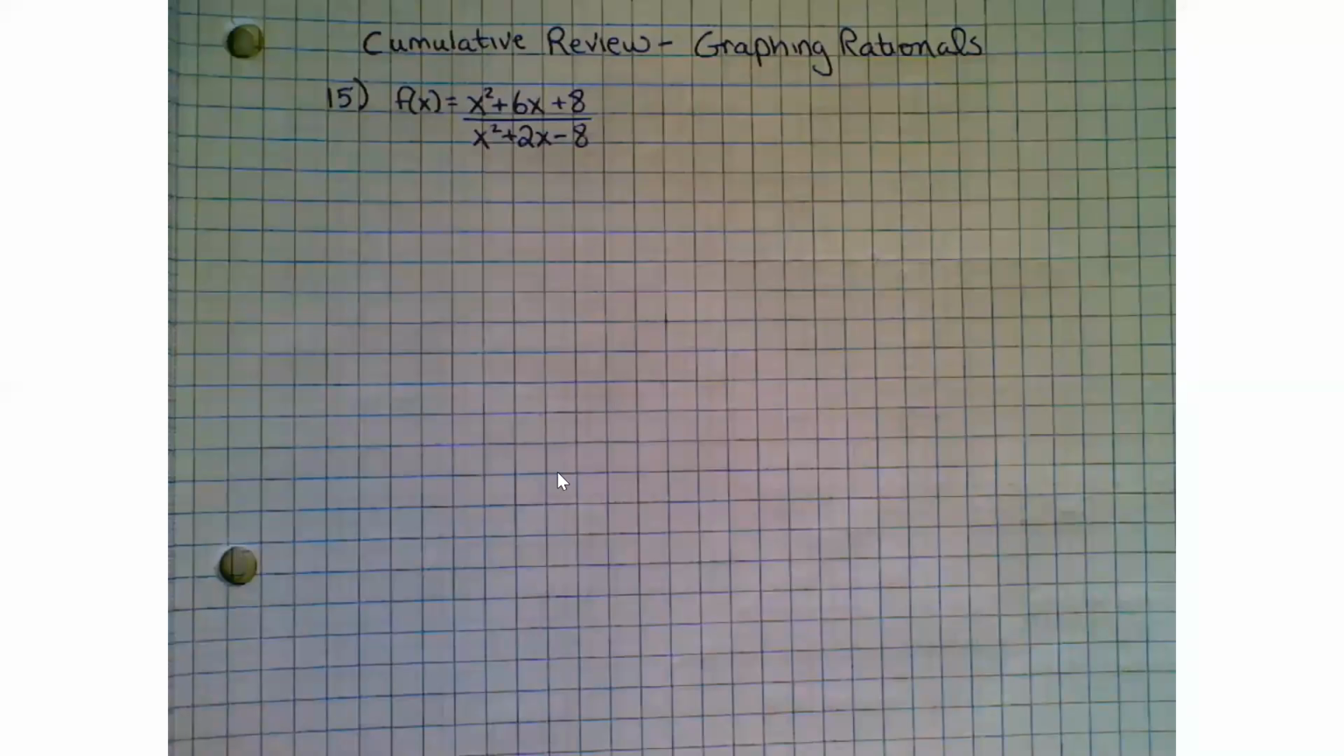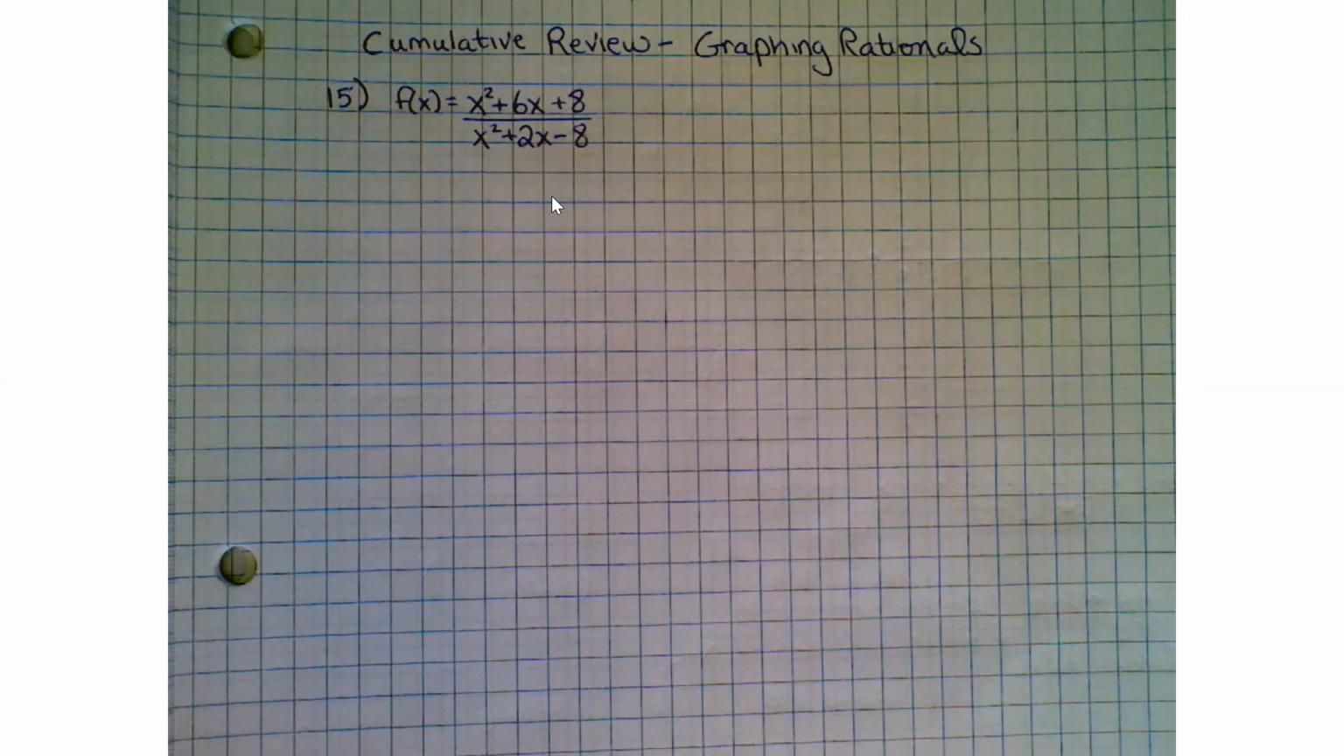All right, I've been asked to make a video on graphing rational functions. So this is number 15 from the cumulative review. You can see it's a function written in standard form. I have a quadratic on top and on bottom. The first thing I'm going to need to do is get the factored form of that, because I need it for the holes, the vertical asymptote, and the x-intercept.